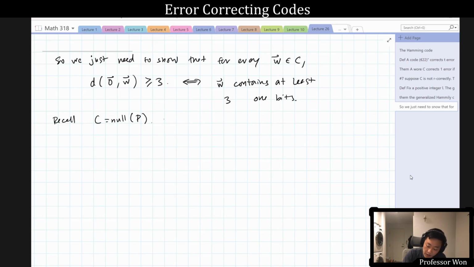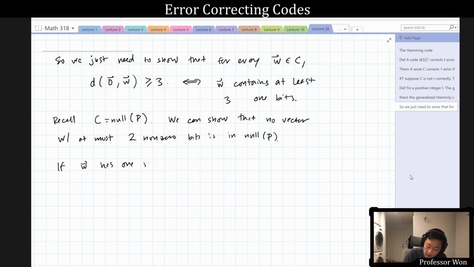Well, we can show that no vector with at most 2 non-zero bits is in the null space of C. Sorry, the null space of P. Okay, well, if W has 1 non-zero bit, and P of W, P times W equals 0, rather.